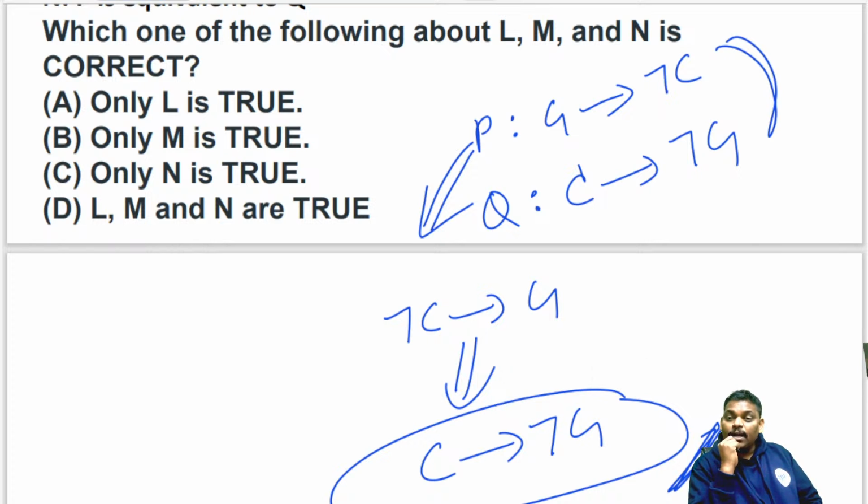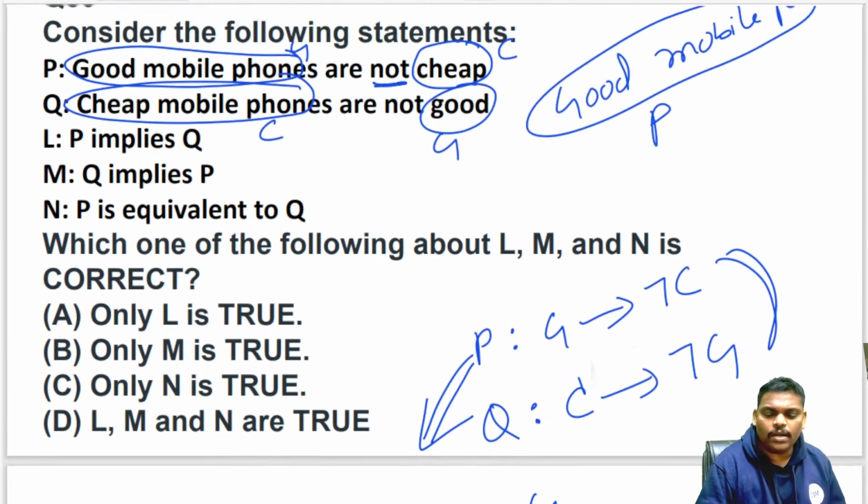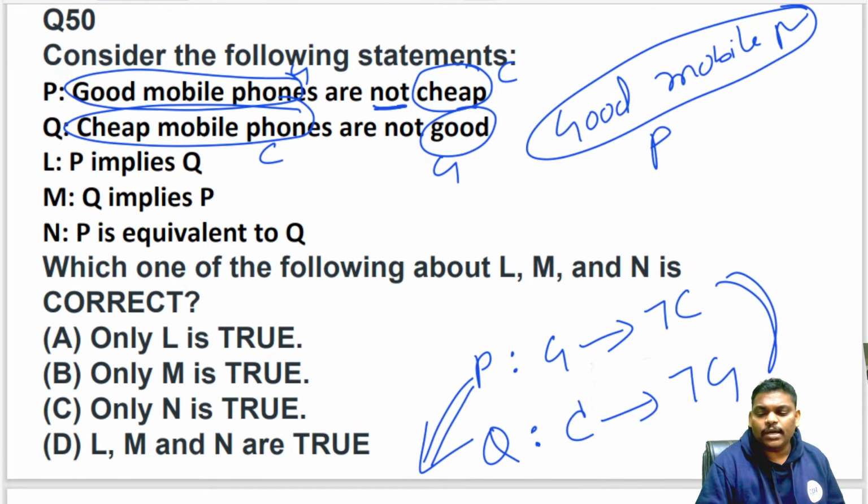Yeah, someone mentioned contrapositive. Contrapositive. Both are equal. First do inverse, then do negation. If you only do inverse, they both are not equal. First inverse, inverse means reverse, then do negation. Then they both are equal. So remember, P and Q both are equal.